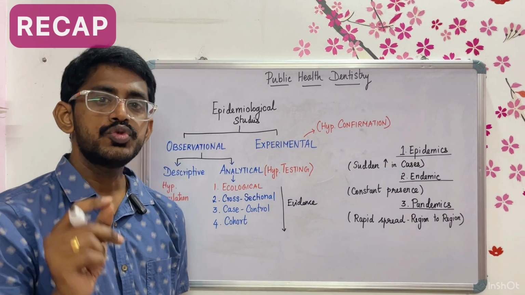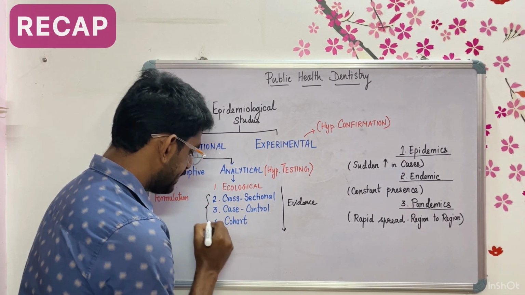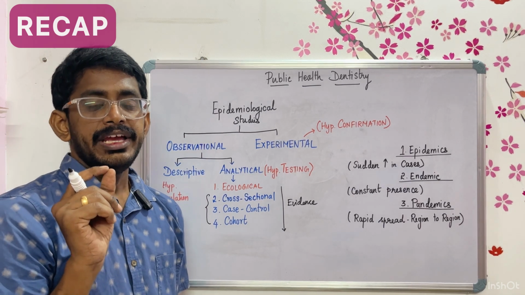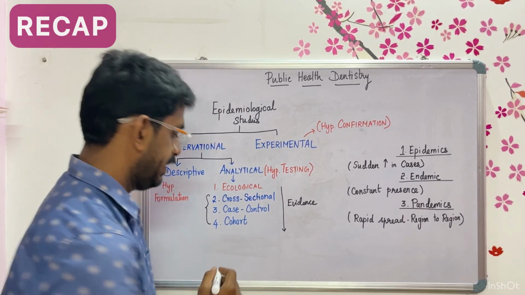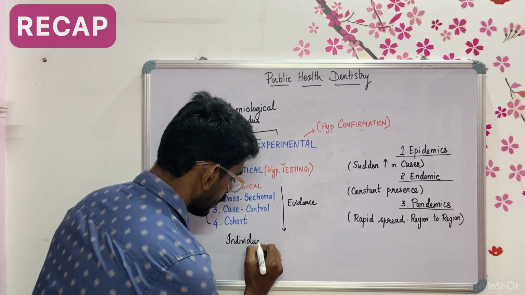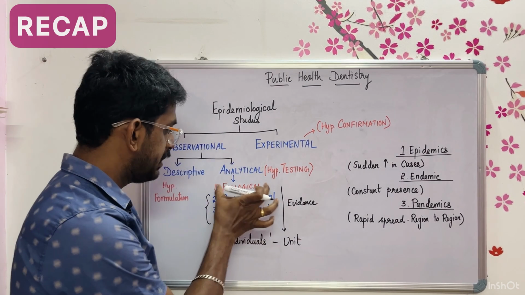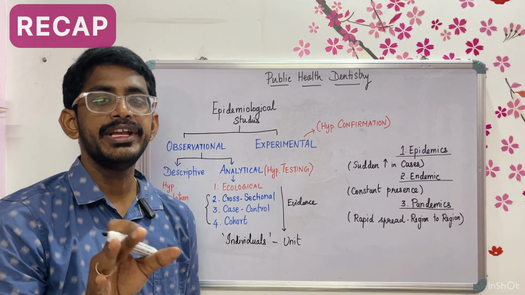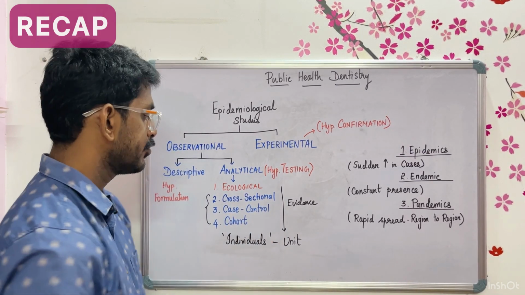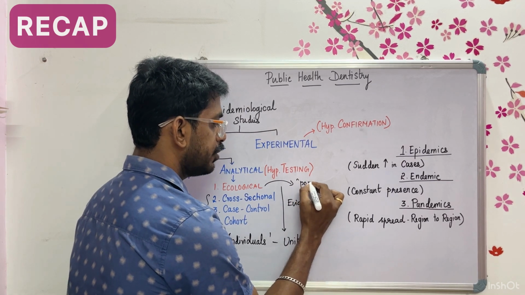So there is one other thing that I forgot to tell in the main lecture. In all these three studies, individuals are the unit of study. Okay, you do these three studies on individuals or individual groups, whereas in ecological study, population is the unit of study.